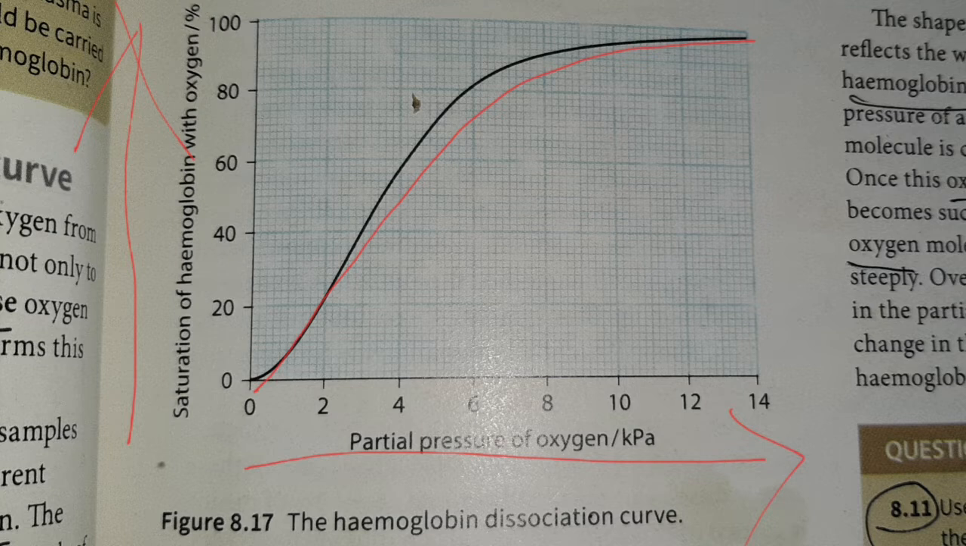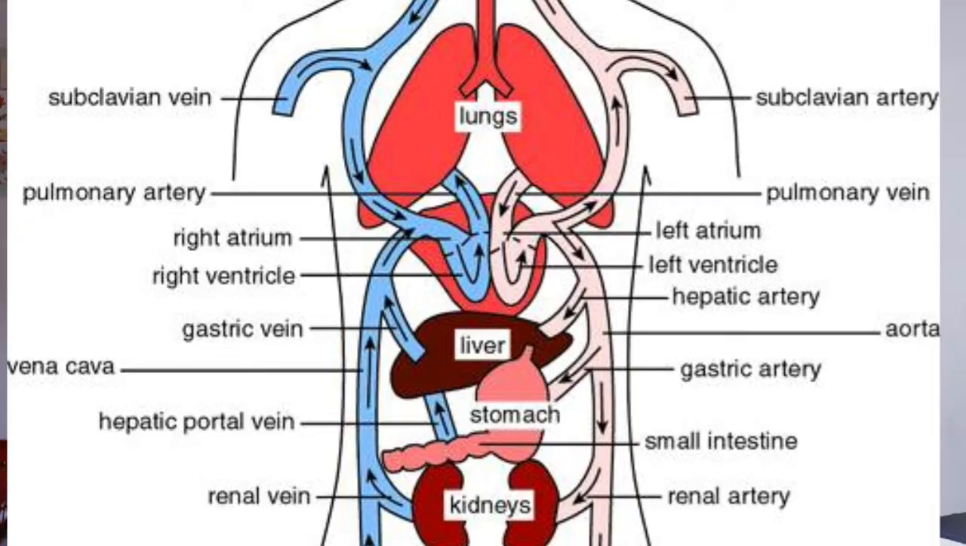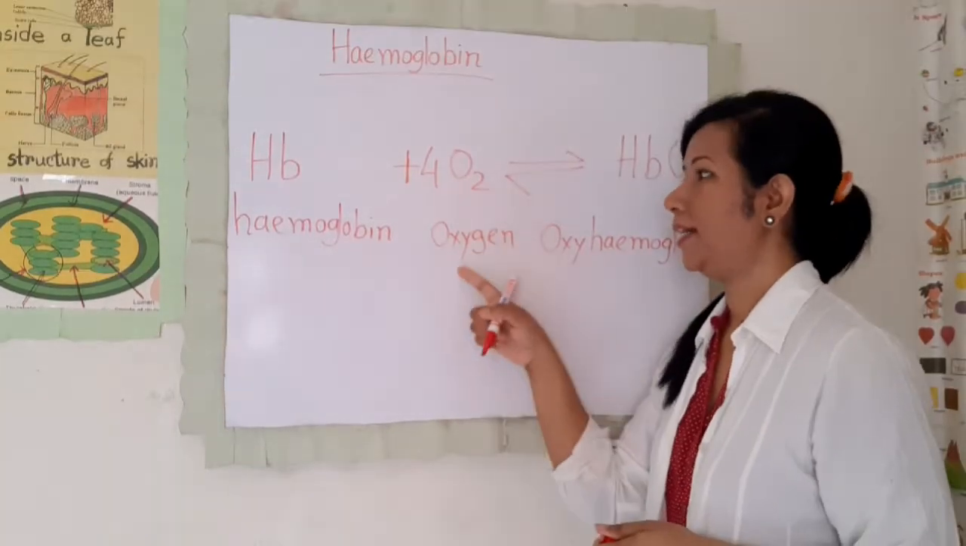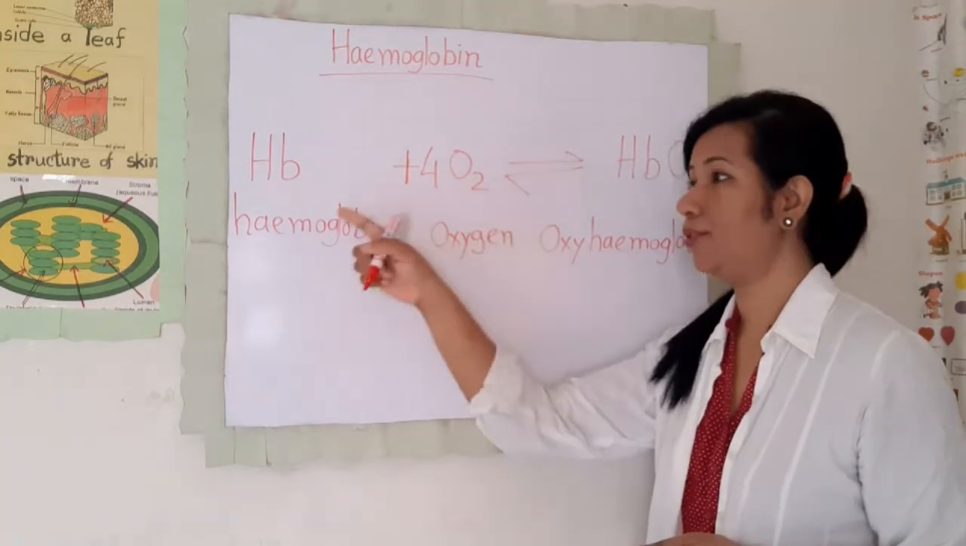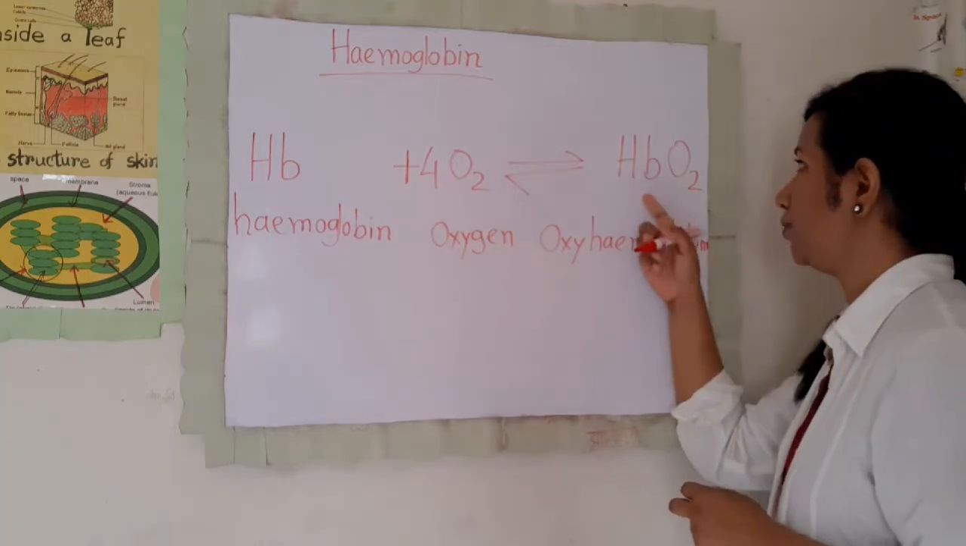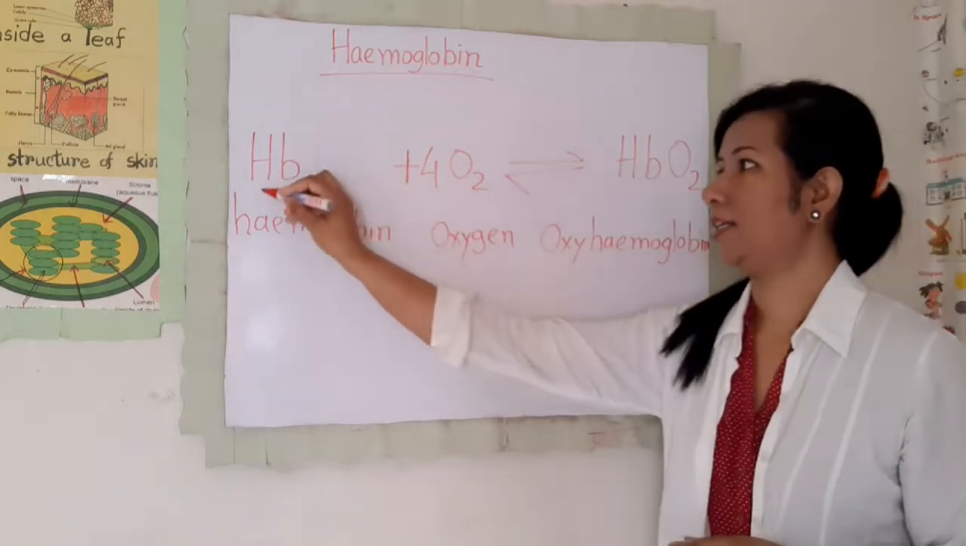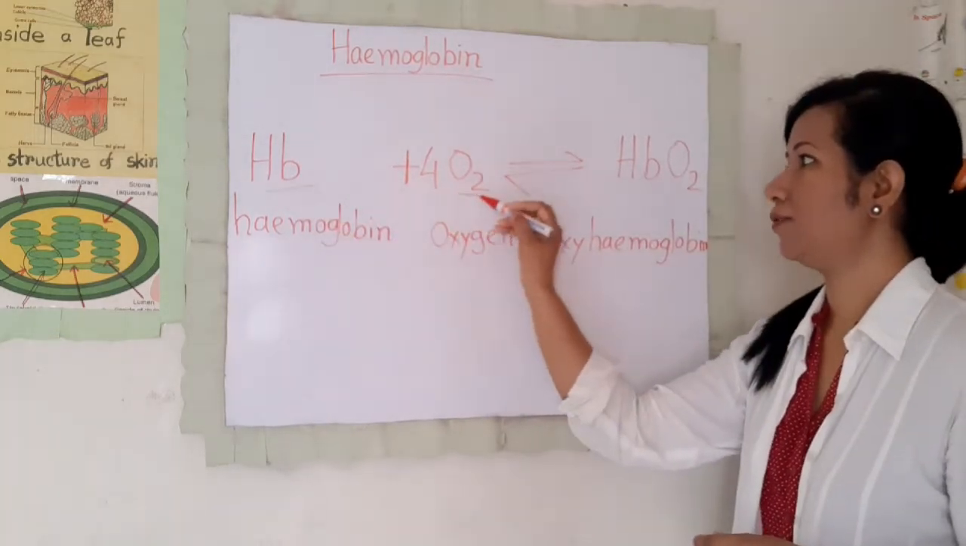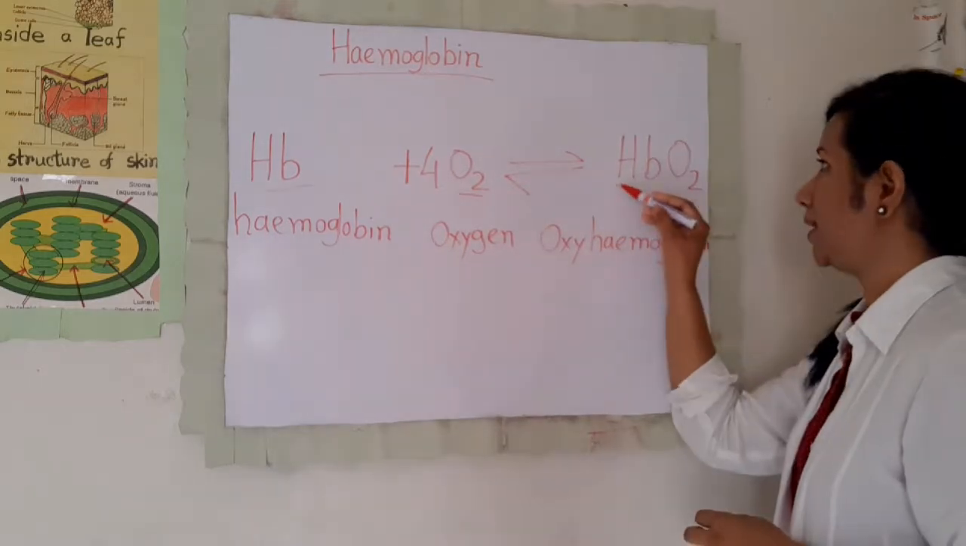The shape of the hemoglobin dissociation curve can be explained by the behavior of the hemoglobin molecule as it combines with or loses oxygen. And here is hemoglobin Hb and 4 oxygen, and hemoglobin combined with 4 oxygen makes oxyhemoglobin, that is HbO2.